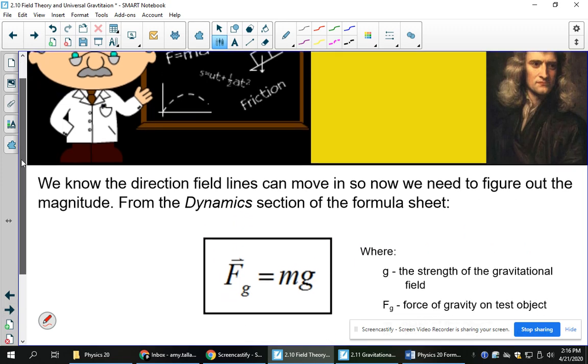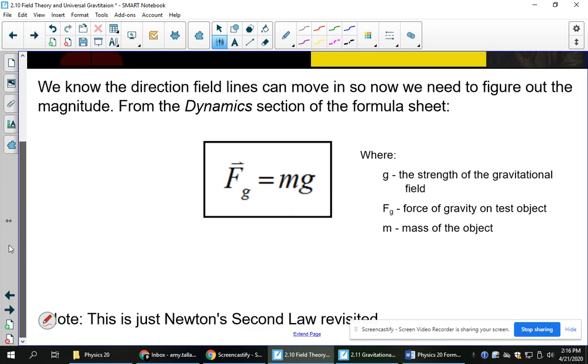So we know the direction field lines can move in. So now we need to figure out the magnitude. So we need to use some equations, do some math to figure out the numbers here. Here's Newton's second law. Force equals mass times acceleration, adjusted for the force of gravity, being mass times acceleration due to gravity. But we're actually going to introduce different units for acceleration due to gravity, and we're going to call it something different. So let's think about force in newtons. Mass is in kilograms. And I'm going to isolate for g.